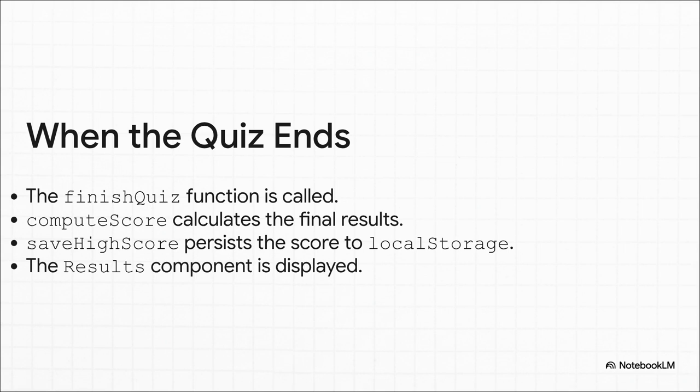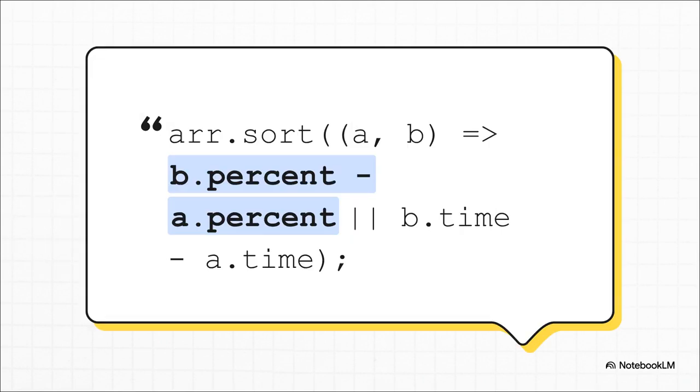Well, as soon as the quiz ends, a function we called finish_quiz kicks everything off. It crunches all the numbers to compute the final score, then it saves that score to the browser's local storage for the high score list, and finally, it tells the UI, hey, show the results component. Now, to keep that high score list in perfect order, we can use this really clever one-liner. This little sort function first arranges all the scores by the highest percentage. But what if there's a tie? No problem. It then uses the time as a tiebreaker. It is such a clean and powerful way to manage a leaderboard.